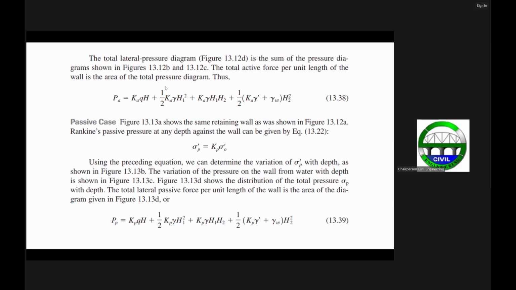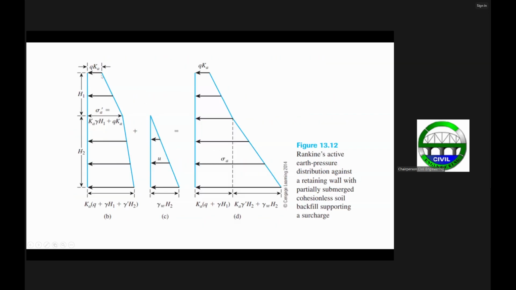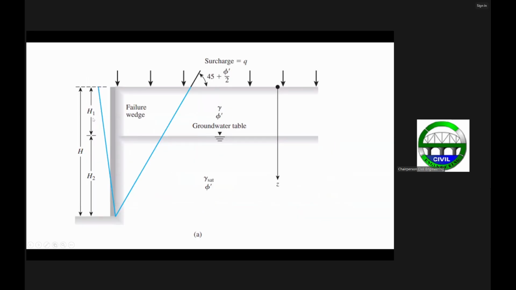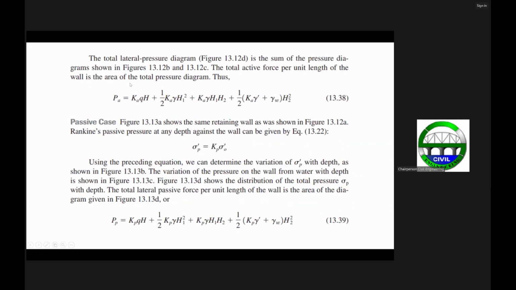So the first pressure diagram is K sub A times Q times H. So that is actually this rectangular pressure diagram, no? That's Q times K sub A times the total H. Because H sub 1 plus H sub 2 is H. So that's this one here, and that gives you this term.